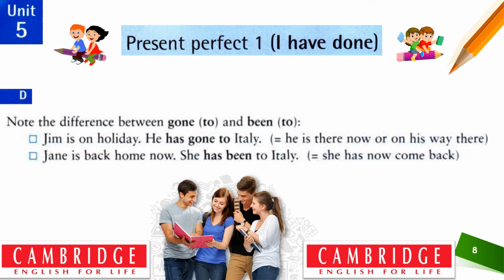Students, note the difference between gone and been. Jim is on holiday. He has gone to Italy. Which means what? He is there now or on his way there. Next one. Jane is back home now. She has been to Italy. Which means what? She has now come back. That is why when you use the word gone and when you use the word been, there is a complete difference.